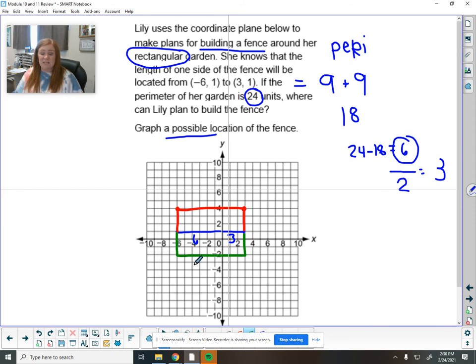So either of these would work as a possible answer. And it just says a possible answer, so don't put both of them because it might not recognize what you're doing. It's just saying you can either do the green one or you can do the red one. She only can make her garden 24 units. If she did both of those, that would be double the fencing that she has.